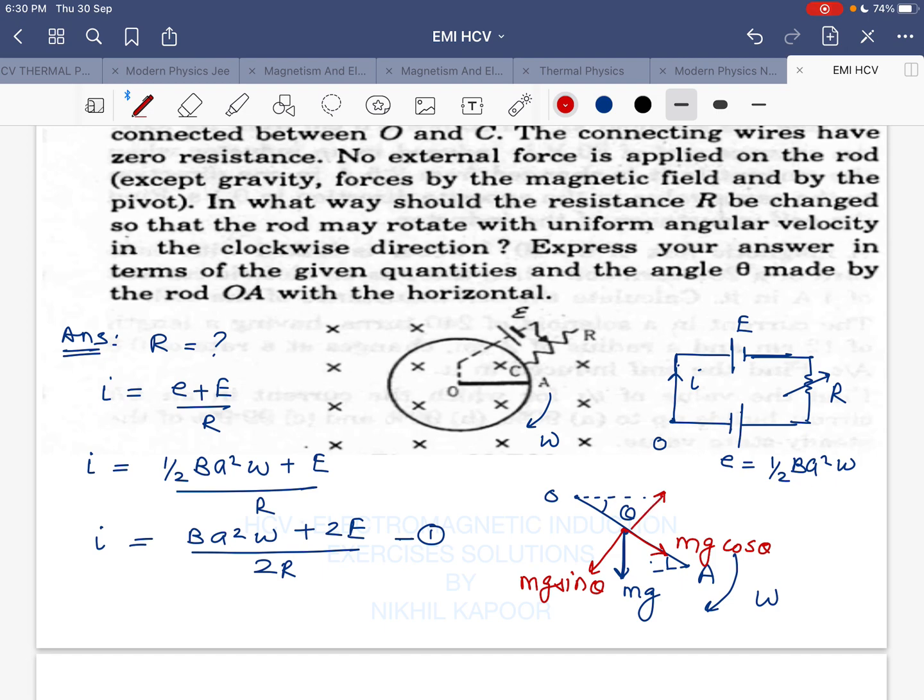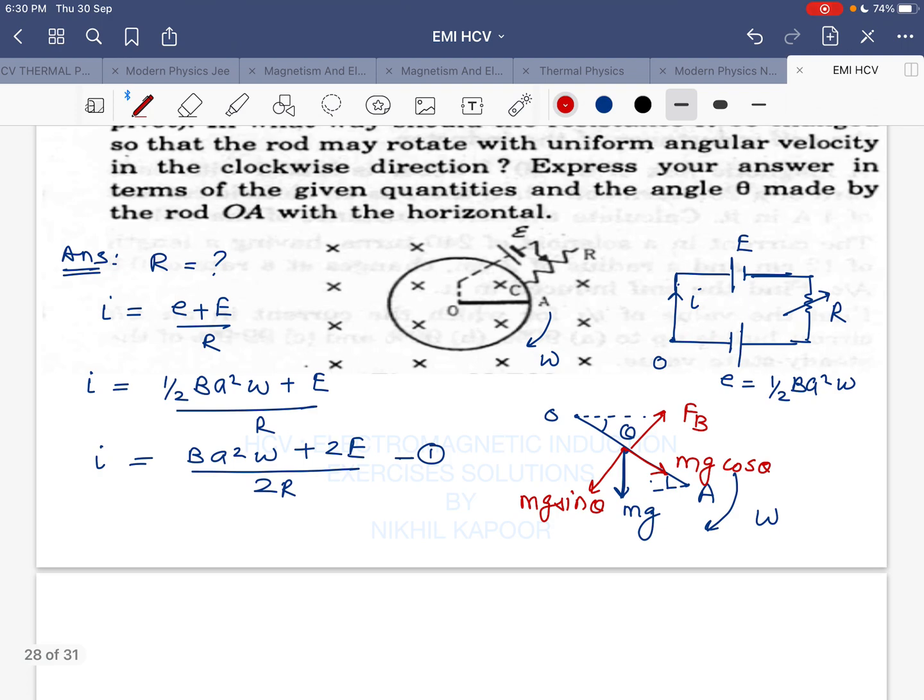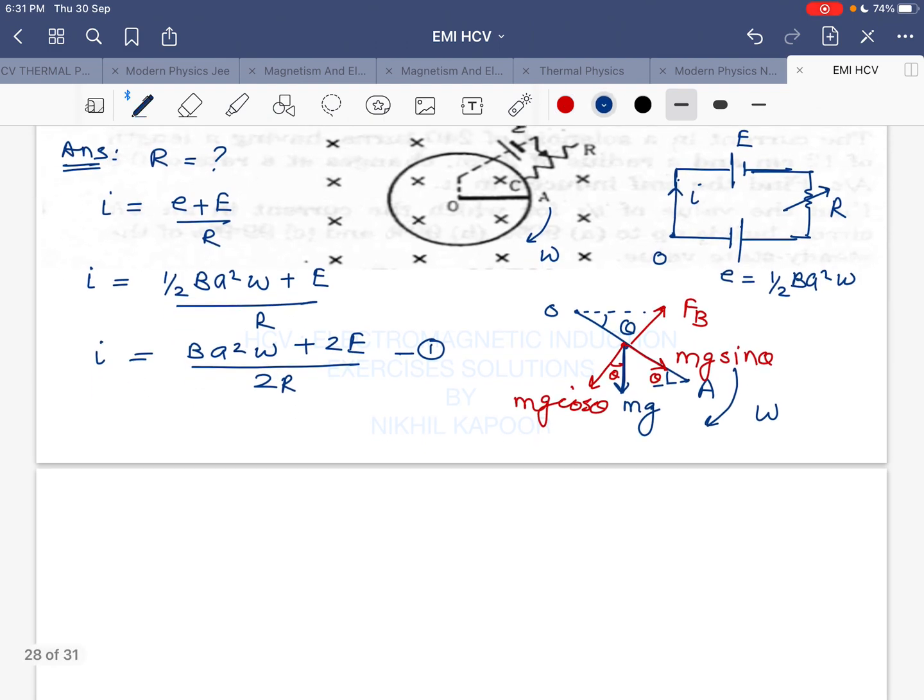The magnetic force will try to oppose the rod or reduce the speed of the rod. That's why these components are wrong, because this component should be mg sin theta and this component should be mg cos theta, because theta will be here with this part. Now, in order to keep the rod moving with constant speed, the magnetic force FB on the wire must be equal to mg cos theta, and the magnetic force on the wire will be given by IAB, equal to mg cos theta.